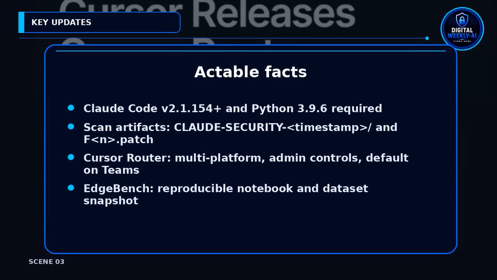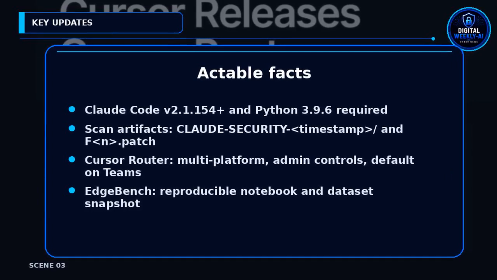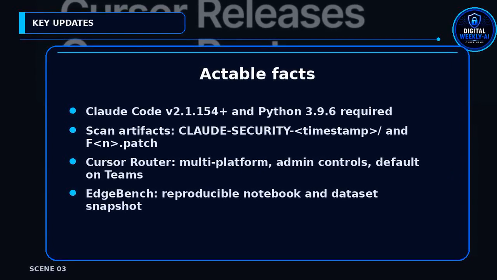Key product details. Claude Security needs Claude Code v2.1.154 or later, and Python 3.9.6 or later. Scans write a Claude Security timestamped folder, and patches land as f-number.patch. Cursor Router is available on desktop, web, iOS, CLI, and the Cursor SDK. It is on by default for teams and offers admin controls. EdgeBench Snapshot and the Analysis Notebook are available on Hugging Face.